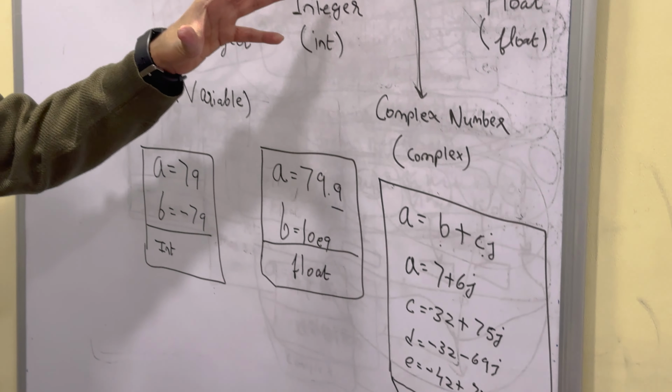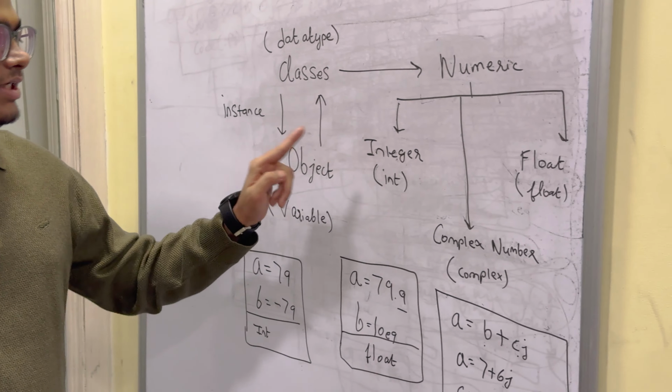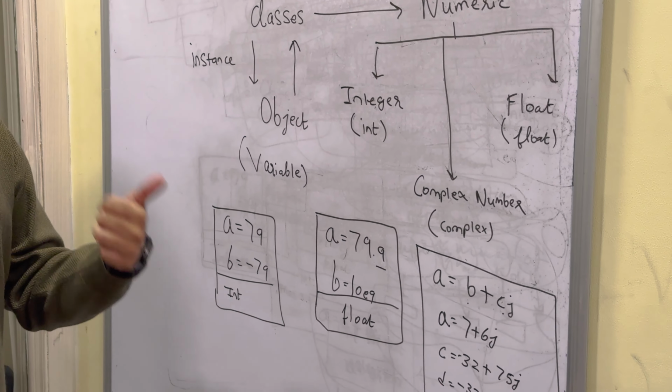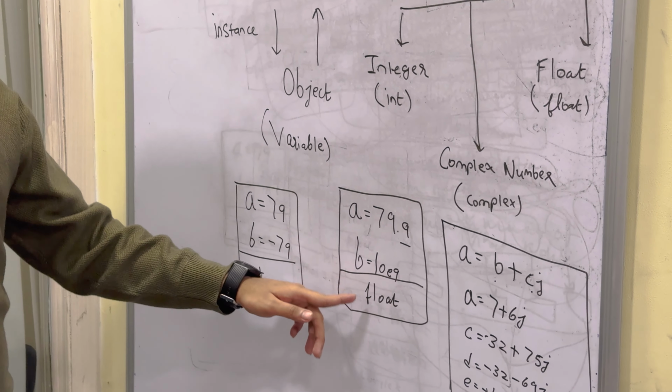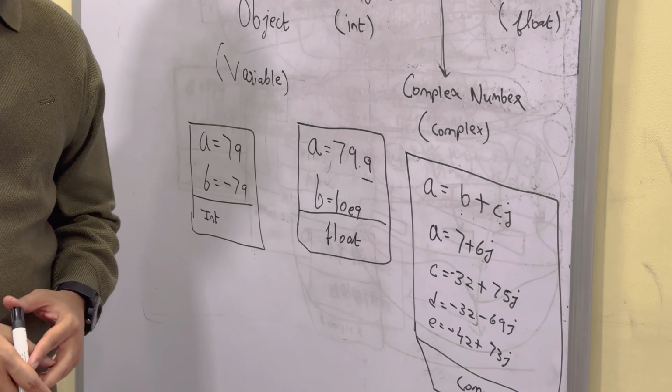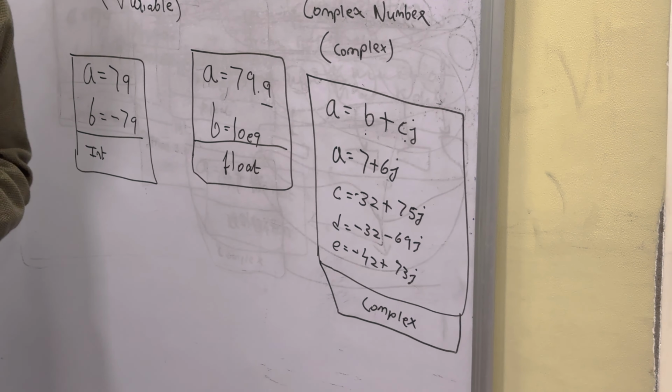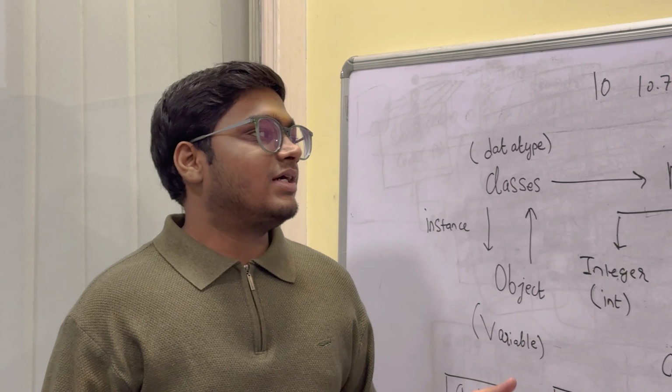So this was all about the numeric class, where you have three types: integer, complex and float. Where integer can have whole numbers, positive or negative; float, anything with a floating point representation; while complex with a real and imaginary part added to it. So this is how you learn about the numeric class.